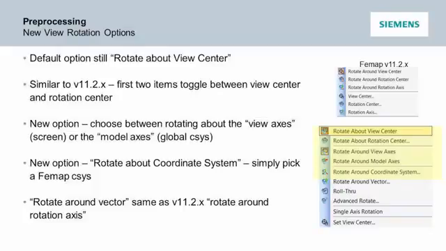There are some other rotation options that have been added as well. You can now specify a coordinate system to rotate about so that you can use the X, Y, or Z axes of any coordinate system in the model, which allows you to rotate the model around a local axis.